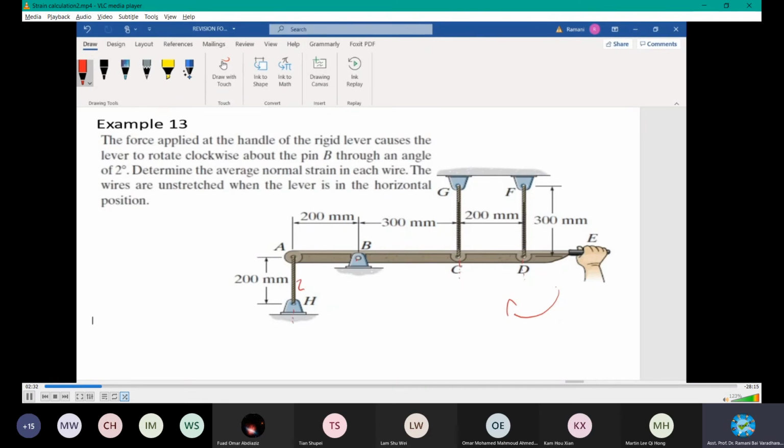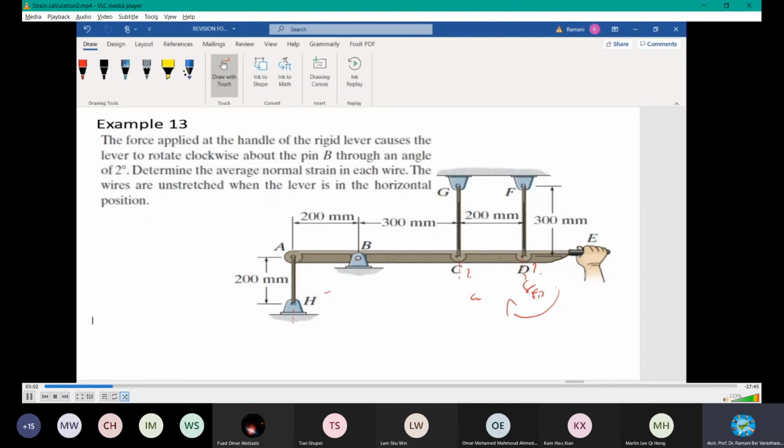What is the change in length? Not just the change in length, what is the strain at this point? I want to use the same notation that I used in class. Delta AH, a small delta, easier for me to write. Delta AH. This is delta GC. This is delta FD. So these are the changes in length.